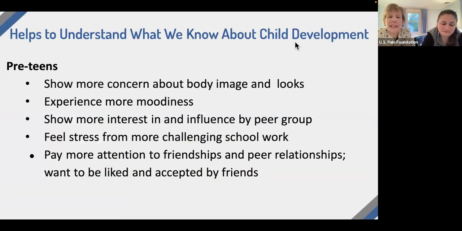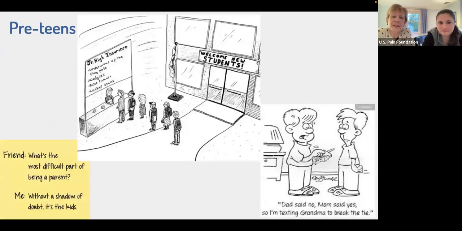Now, what about preteens? So preteens show more concern about body image and looks. They're more moody. They show more interest in and are influenced by peer groups. They're feeling stress, maybe from more challenging schoolwork. And we know they pay more attention to friendships and peer relationships, perhaps, than their parents. And they want to be liked and accepted by their friends.